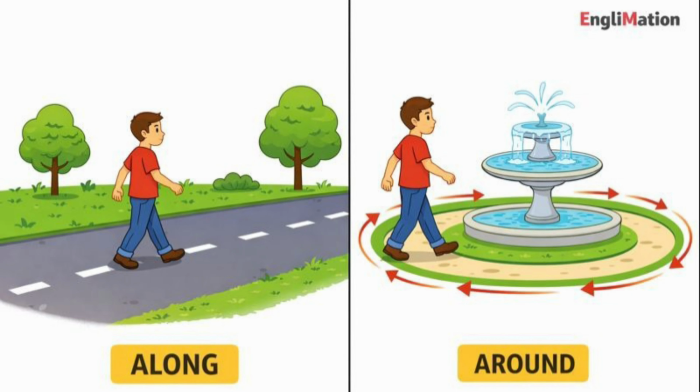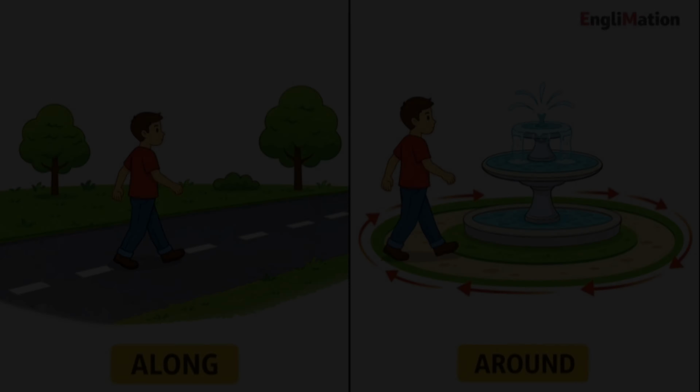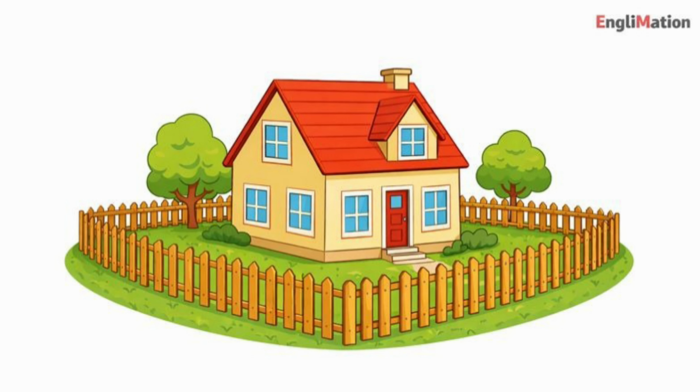Along follows length in one direction. Around follows a curved or circular path. This difference is very important to understand. When something surrounds another thing, we use around. There is a fence around the house.